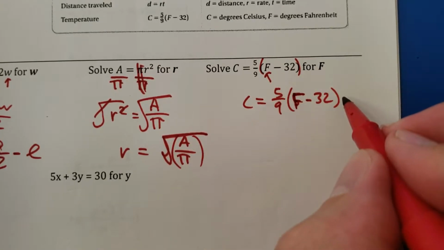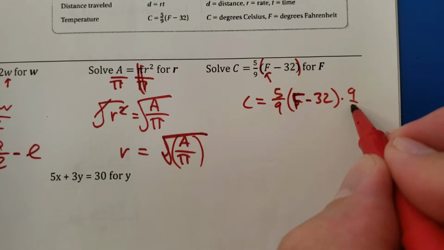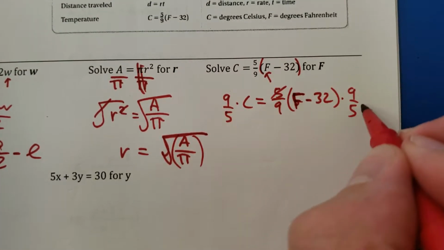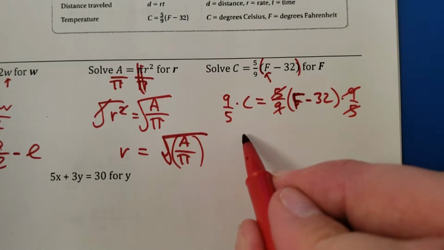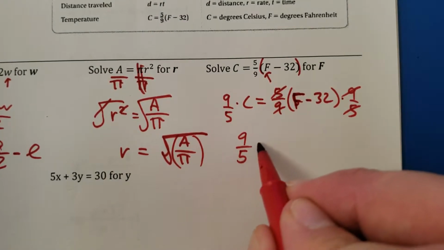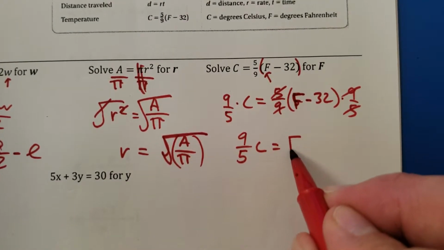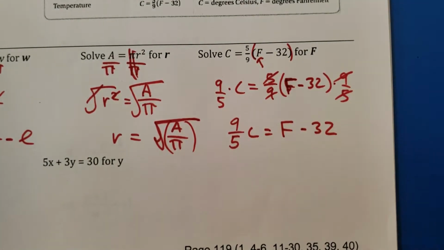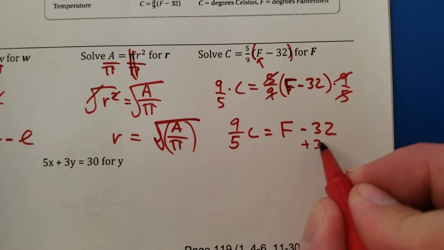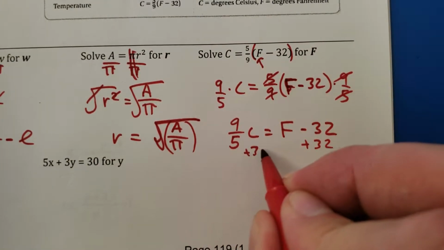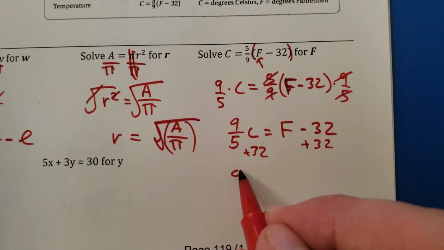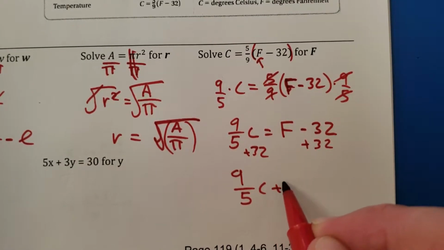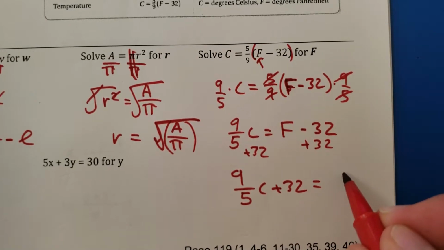Okay, so let's get rid of 5/9 by multiplying by 9/5 on both sides. Again, reciprocals, friends. 5's cancel, 9's cancel. So we have 9/5 C equaling F minus 32. All right, last move. Let's add 32 to both sides. How am I doing this so fast? I'm just following the rules, students. 9/5 C plus 32.